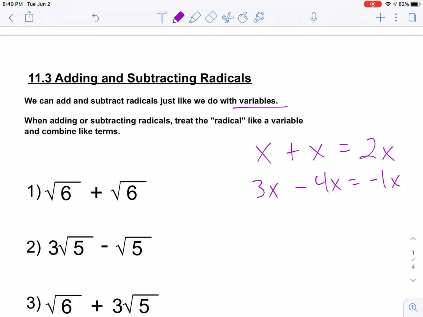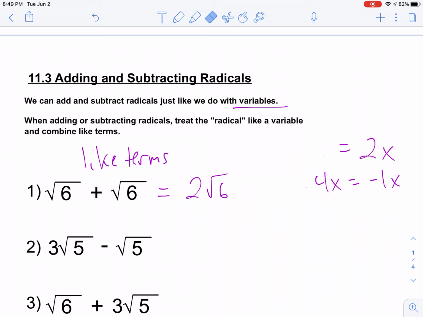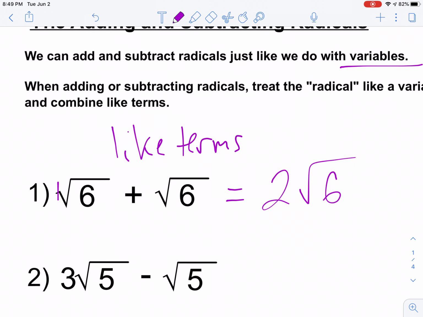So root 6 and root 6 are like terms. So you're allowed to add them. So root 6 plus root 6 is 2 root 6. Because outside in front of the radical, if there's no number there, it's a 1. So you're adding 1 root 6 plus 1 root 6, which gives you 2 root 6s.